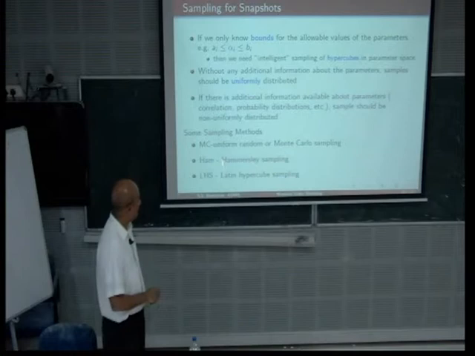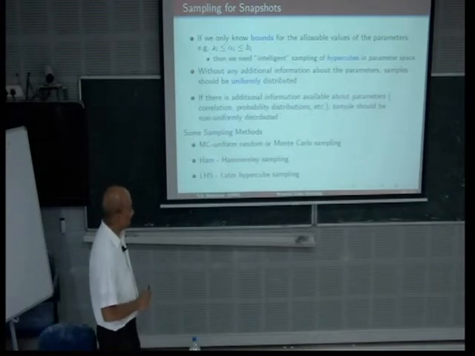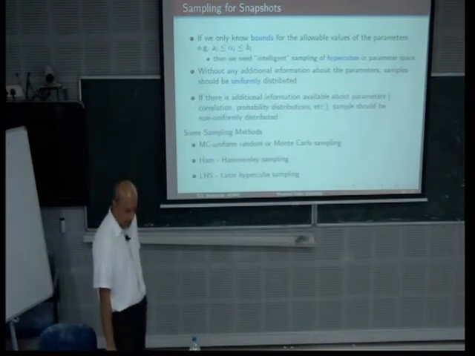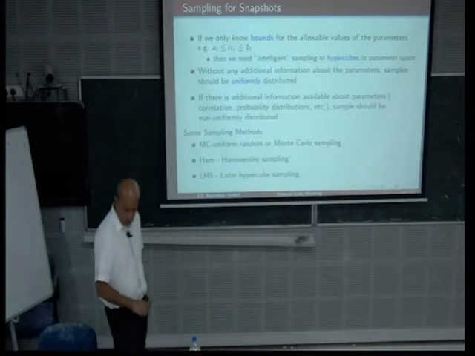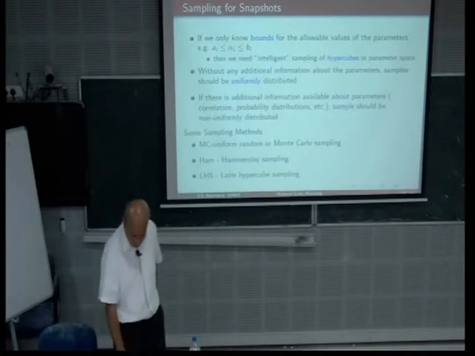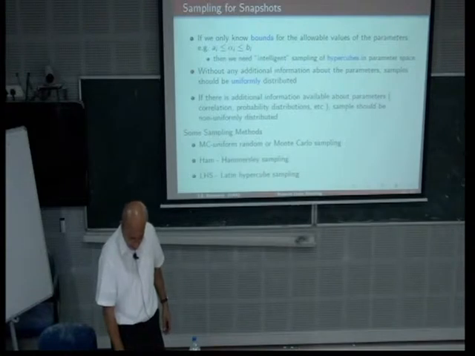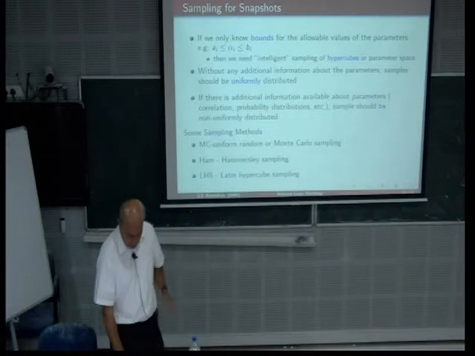Here are some methods that are employed in sampling: Monte Carlo sampling, Hammersley sampling, and Latin hypercube sampling. These are some of the sampling techniques used if your problem involves many parameters and you have to come up with a reduced order model that is robust with respect to parameter variation.